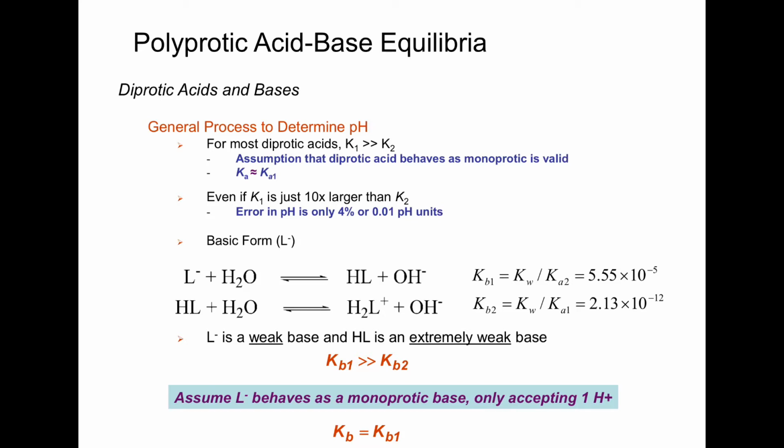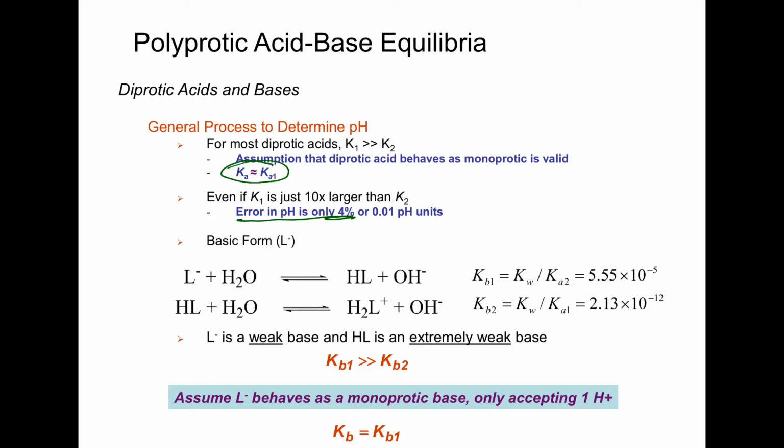So the assumption that we're making is that the only Ka that matters is the first Ka. Even if you went through and didn't say that the plus x's and minus x's were insignificant, the error in pH is about 4% or 0.01 pH units. So for most calculations, that's going to be okay. If you're doing quantitative chemistry, maybe you want to be a little bit more careful about that and not make those assumptions, depending on how accurate you need to be.